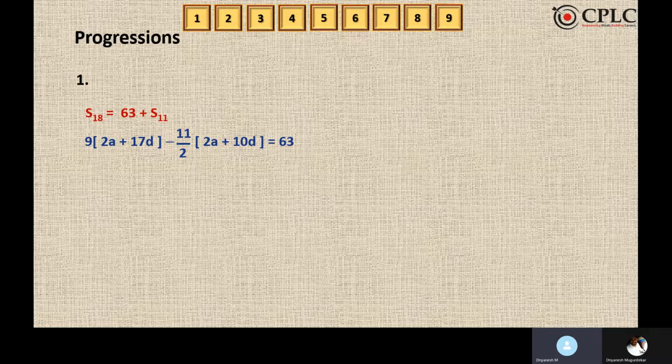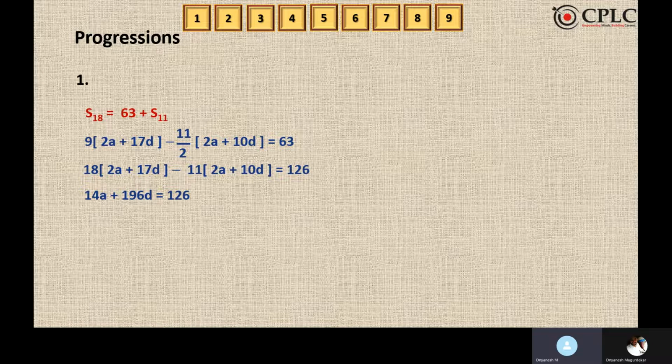Now keep on simplifying by taking LCM and so on, multiplying, adding and subtracting. Then add or subtract all the a terms and all the d terms, and eventually divide by 14 throughout. After that, you will get a plus 14d as 9. So after all the simplification of the first line, you would have got this.